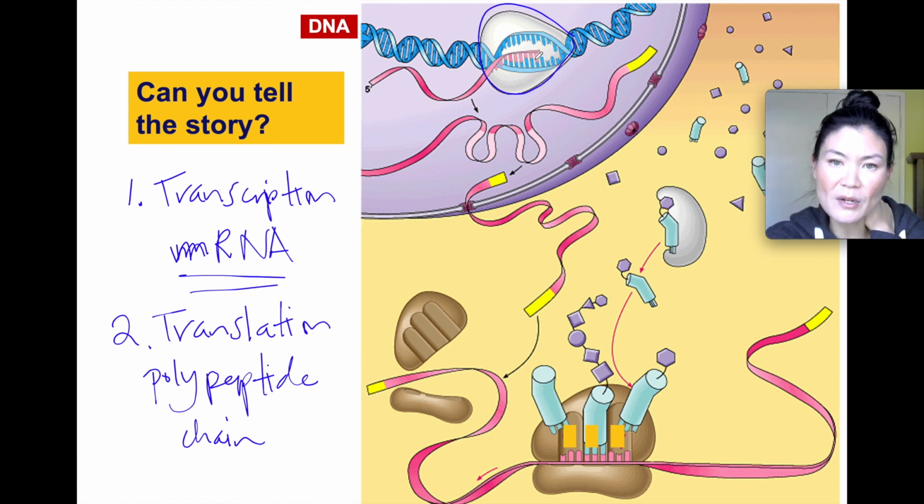So RNA polymerase is going to unzip the gene, unzip the DNA, and then start making a complementary mRNA sequence. This is the 5' end. This is the 3' end. It's adding to the 3' end.